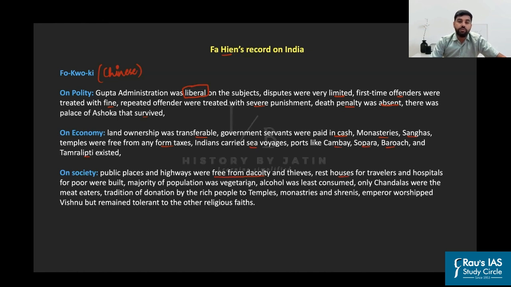Majority of the population was vegetarian. Alcohol was least consumed. Right? Things have changed since. Only Chandals were the meat eaters. Otherwise, the society was not eating meat. See, what does it show? It shows that the presence of food was ample. The amount of food that you have is ample. So a person need not go for non-veg food or meat eating.